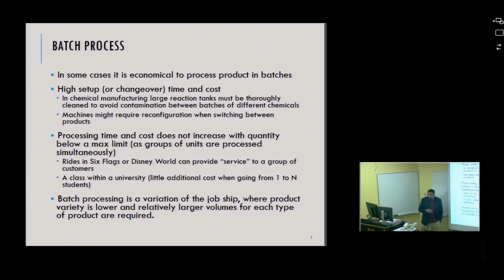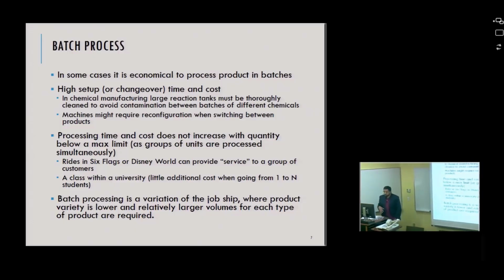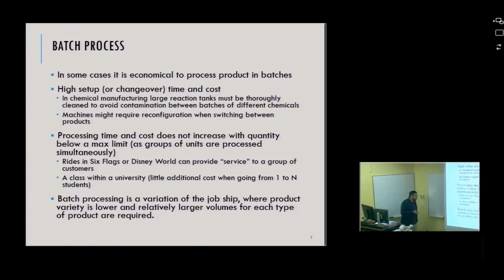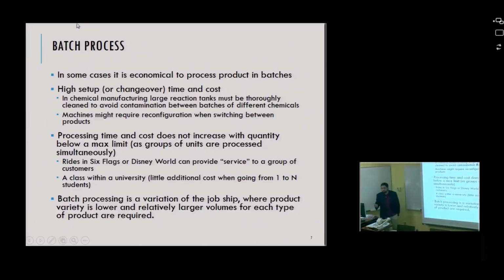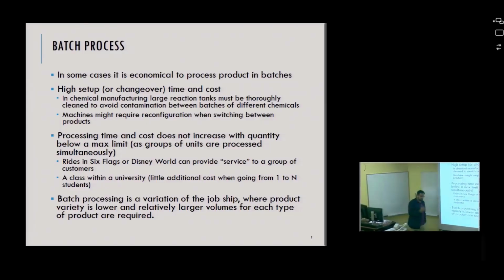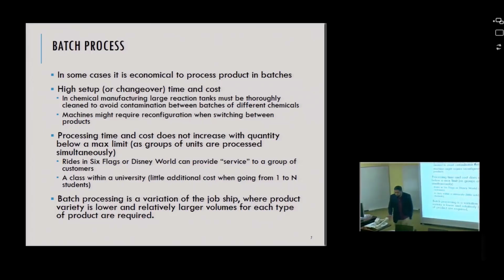Okay? There are some scenarios where it's not as much about options and variety and customization as it is that naturally that process lends itself to being done in batches. So sometimes you have processing to do where your cost does not increase linearly with volume. If you double the volume, your cost does not double. So then you have an incentive to produce in large batches.